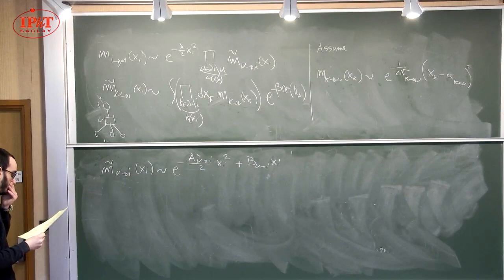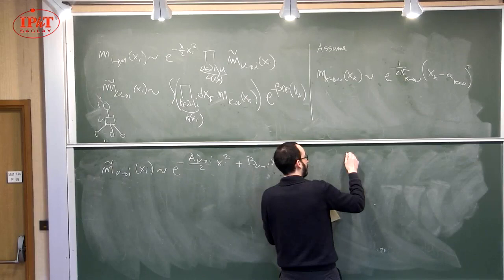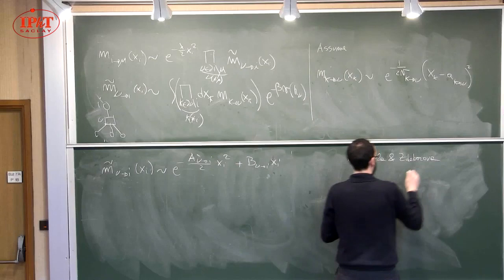I forgot to tell you a reference. This way of doing this thing can be found in a review paper by Zdeborová and Krzakala. It's called Statistical Physics of Inference. I think that we already said this.